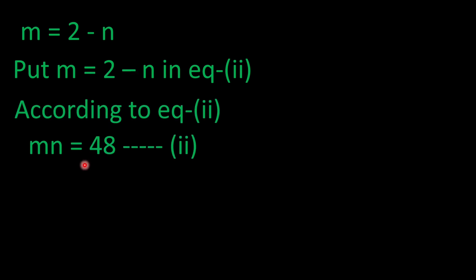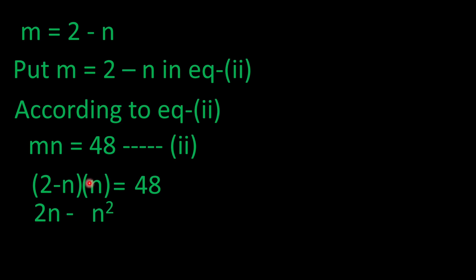So according to equation 2 we have m times n equals 48, and now we will put the value of m over here, which is 2 minus n. So let's put m equal to 2 minus n, times n, which is equal to 48. And now we will multiply this with this 2 and then with this n. So this will become 2 times n minus n squared, which is equal to 48.